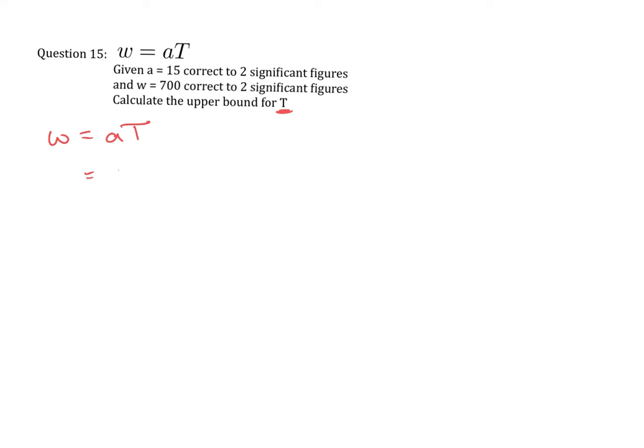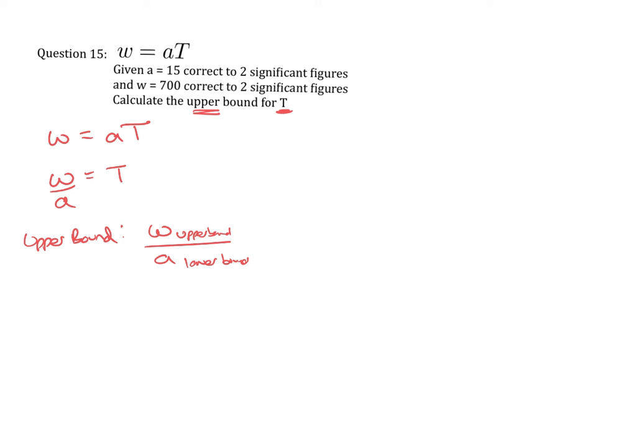So what is T equal to? T equals W over A. And I want the upper bound. So the upper bound is going to be found by making that fraction as big as possible. So the upper bound will come from having the largest possible W, so W upper bound, divided by the smallest possible value of A, so A lower bound. That combination will give me the largest possible value for T.